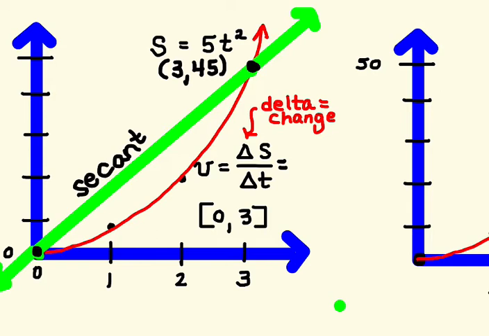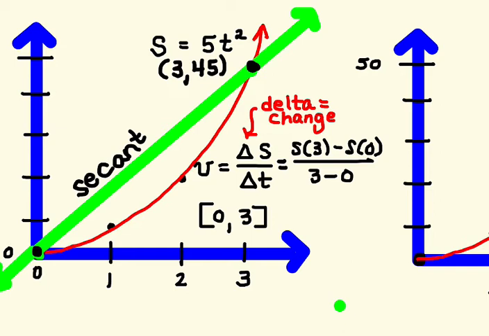The formula from 0 to 3 for the change in distance over the change in time is S, let me make that font a little smaller, S of 3 minus S of 0 over 3 minus 0. That makes sense? That's for the secant line, right? That's the slope of the secant line in the interval from 0 to 3.